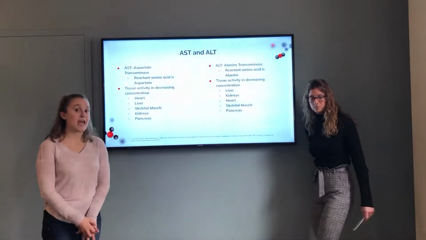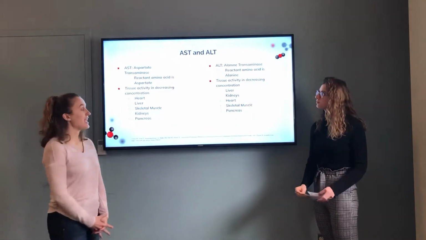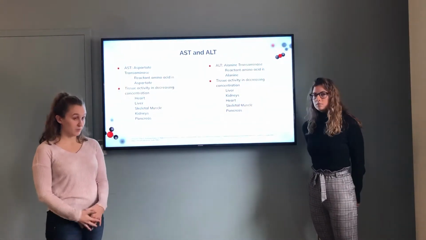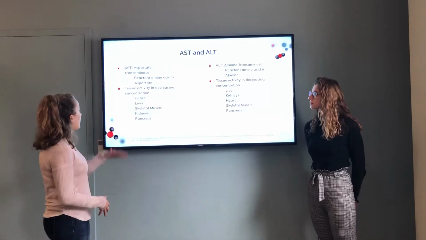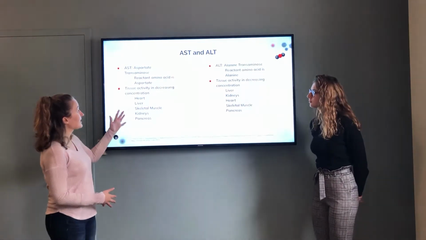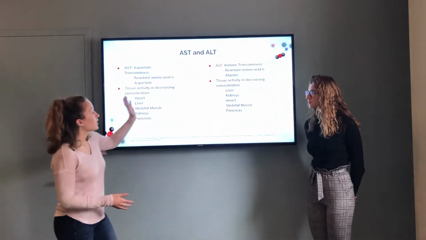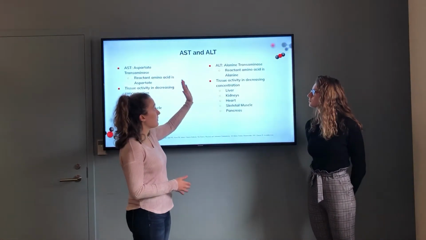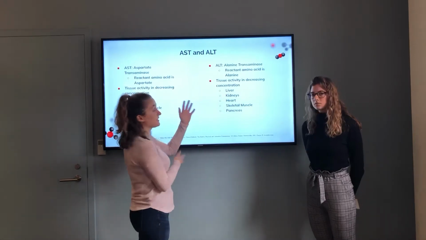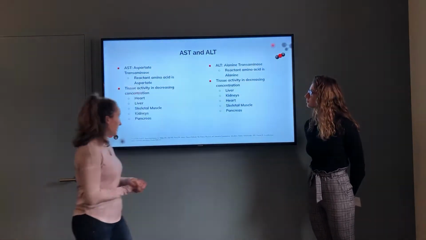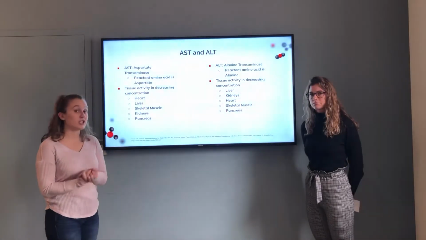Now we're going to be comparing AST to its sister enzyme ALT. Aspartate transaminase is another name for aspartate aminotransferase. As mentioned before, the reactant amino acid in AST's mechanism is aspartate. Consistently with its sister enzyme, instead of its reactant amino acid being aspartate, it is actually alanine. Both of these are present in many tissues in the body.